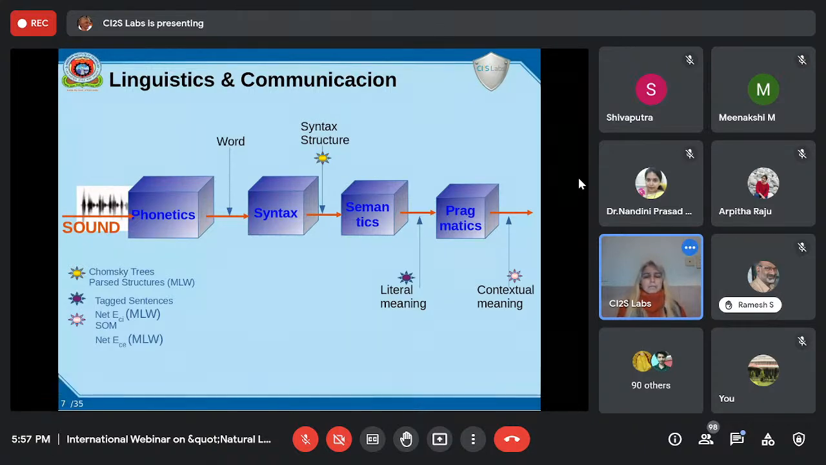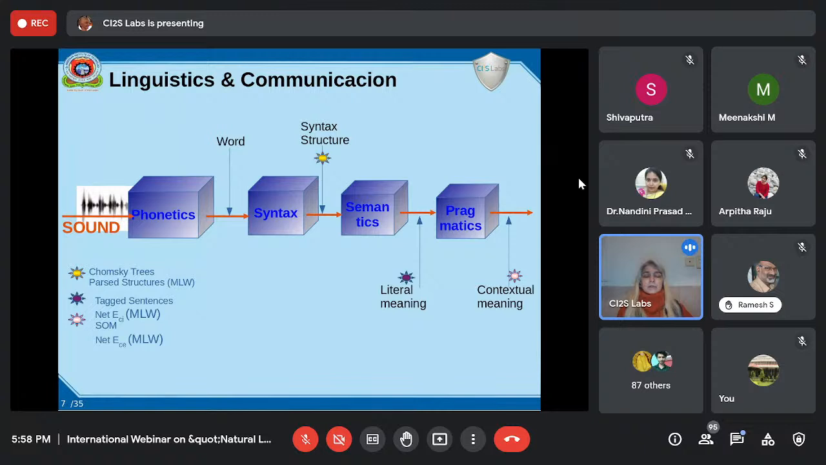In this step, you can find several approaches and tools like Noam Chomsky's trees, which are a type of trees that detect the syntax structure and the types of words that you have in your communication.